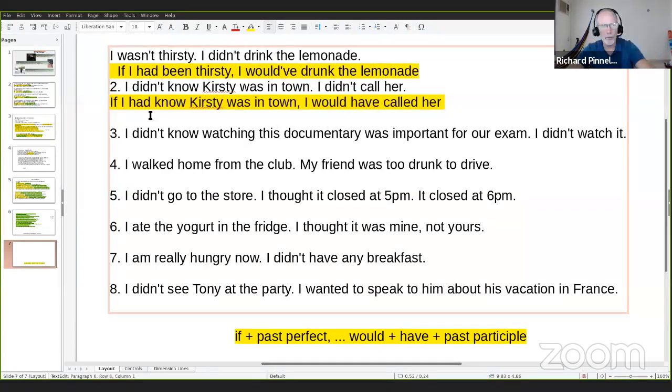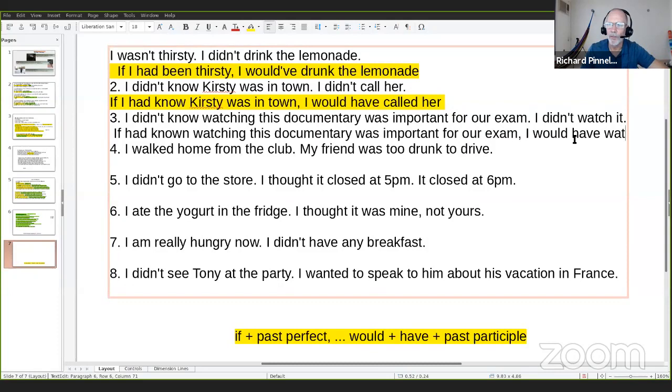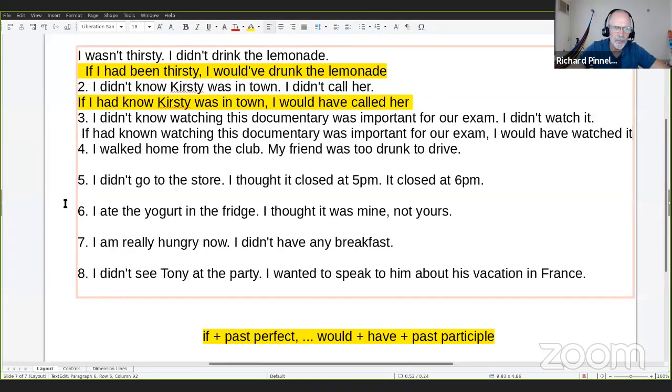Good. Next we have number 3. I didn't know watching this documentary was important for our exam, so I didn't watch it. This is the real situation. Starting with if, you've got to put it with if plus past perfect. You've got to put this verb here in the past perfect. If I had known, the past participle of know is known. If I had known watching this documentary was important for our exam, comma, I would plus have plus past participle. I would have watched it. Very good. I would have watched it.